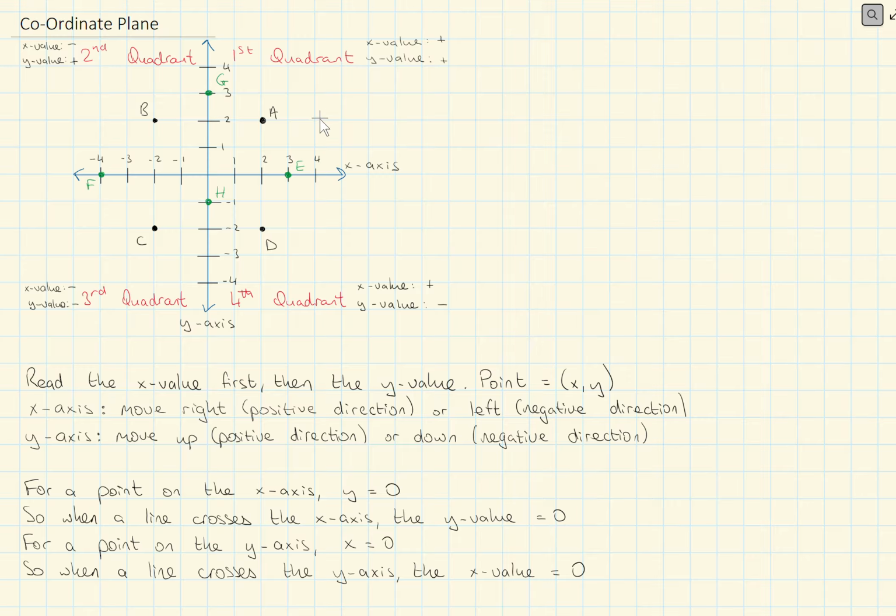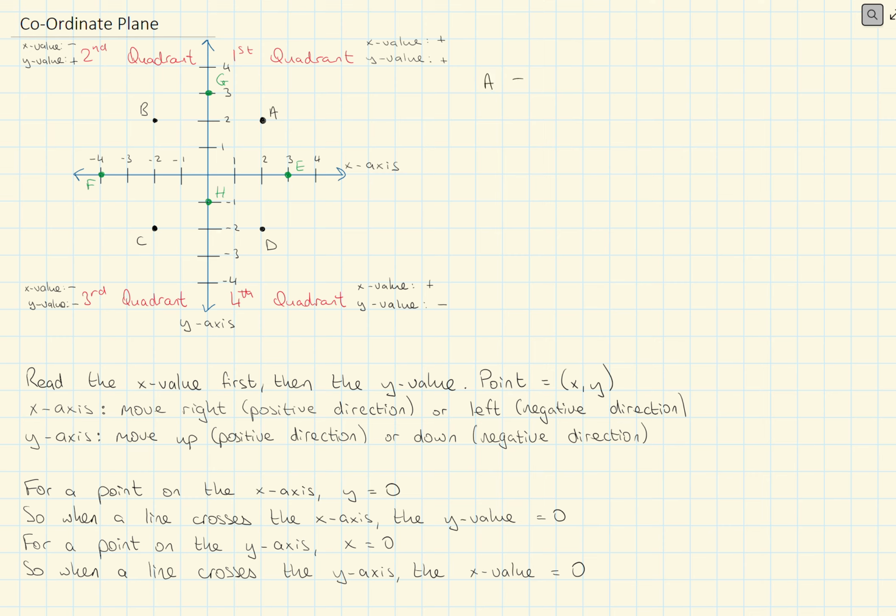If we look in this first section, moving right and left, along the horizontal line, that's what we call the x-axis. Moving up and down vertically is our y-axis. Very important when we're reading a point or drawing a point, we read the x value first and then we read the y value.